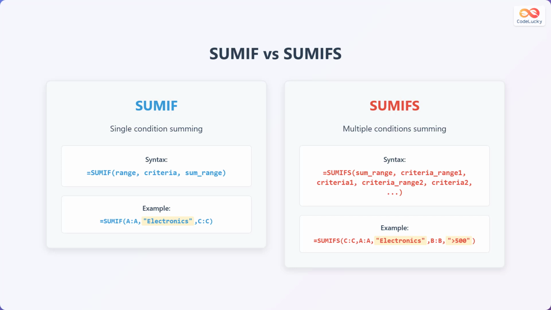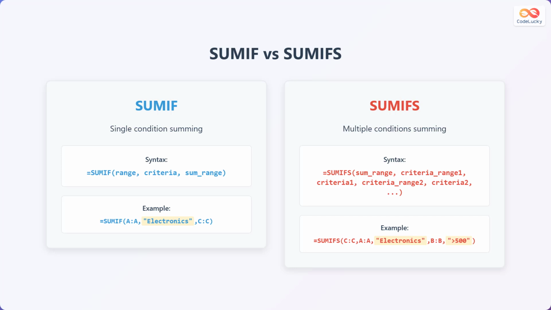Let's compare the SUMIF and SUMIFS functions. SUMIF is used for single condition summing, while SUMIFS is used for multiple conditions summing. The syntax for SUMIF is =SUMIF(range, criteria, sum_range). An example of SUMIF is =SUMIF(A:A,"electronics",C:C).